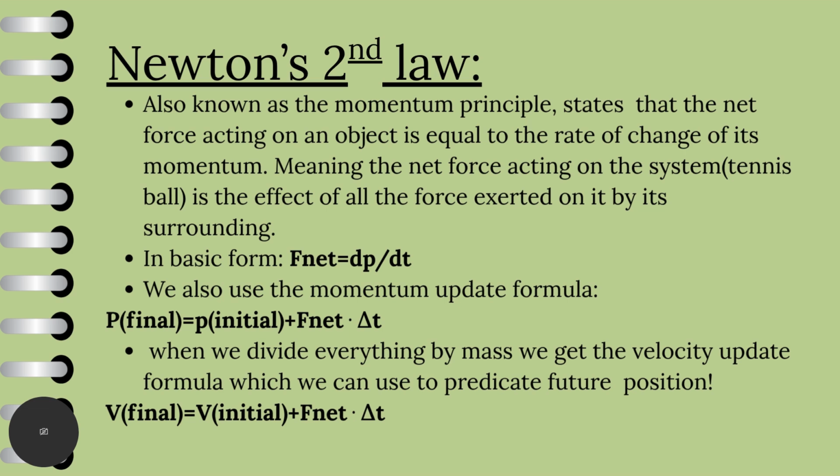In its most basic form, we see it being equal to the derivative of the momentum over delta t. And then if we rearrange it, we get the momentum update formula shown down below. And then if we divide everything by mass, we get the velocity update formula. Now, this is a very crucial formula, which we can use to predict future positions. And the formula is shown right here.